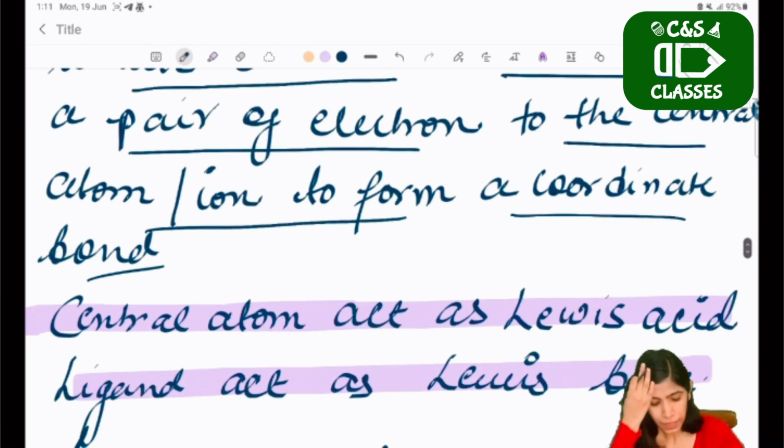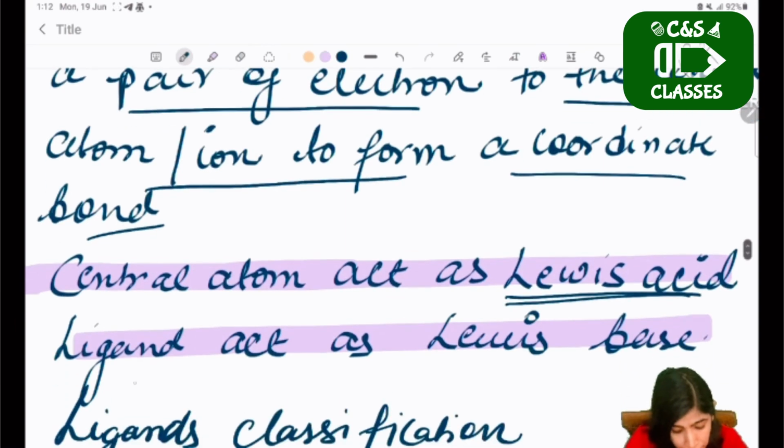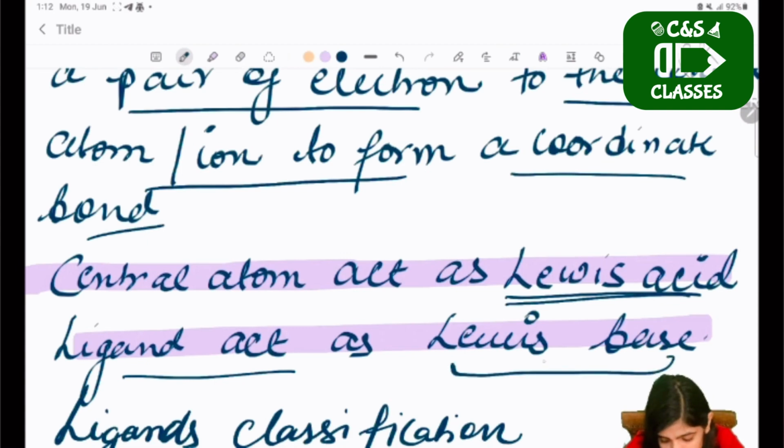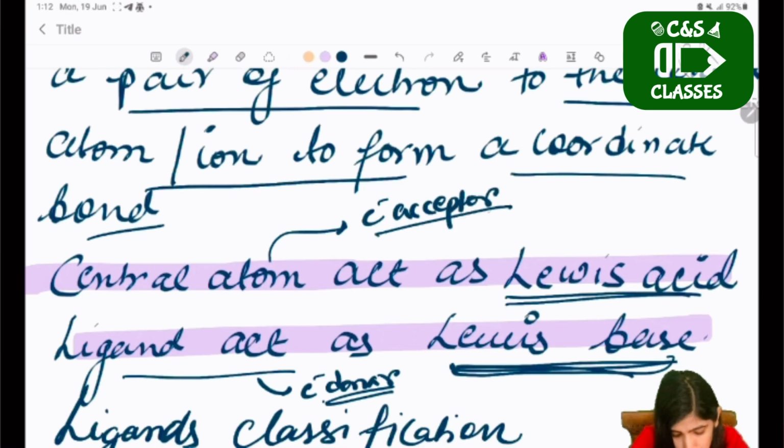So in a nutshell, we can say that as the central atom is accepting the electron pair, it is acting as a Lewis acid. This is a very important point. And the ligand, which is donating its electron pair, is acting as a Lewis base, right? Because it is an electron donor. That is why it is a Lewis base. And the central atom is the electron acceptor, right? That is why it is acting as a Lewis acid.